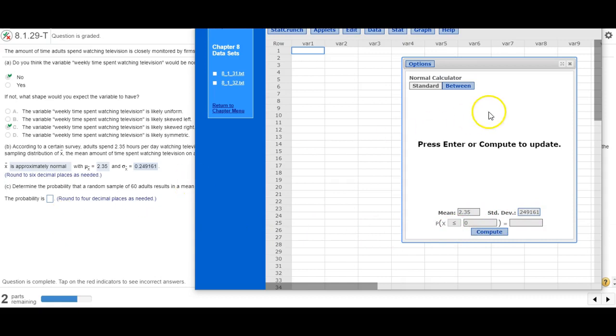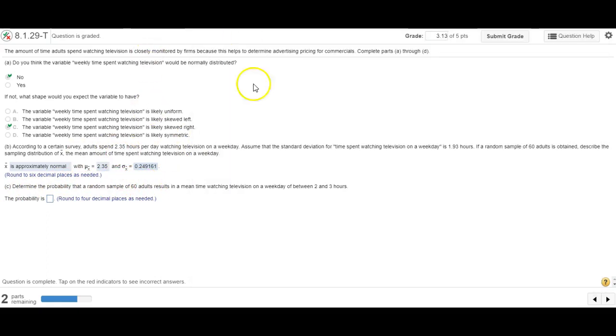And what it wants us to do, you may have used this tool before: determine the probability of the random sample of 60 adults. So that's what this is based off of. Let me double check. Yeah, 60 adults is obtained. Okay, so same sample size, so we do use this mean and standard deviation. Between 2 and 3 hours. So we want to find the probability of having the mean between 2 and 3 hours.